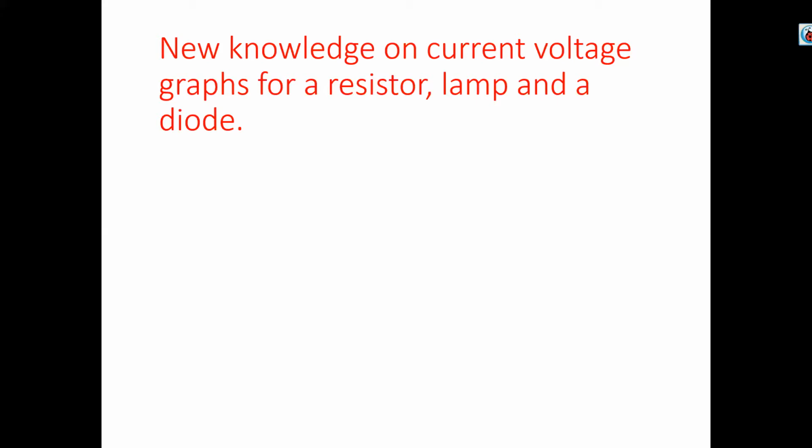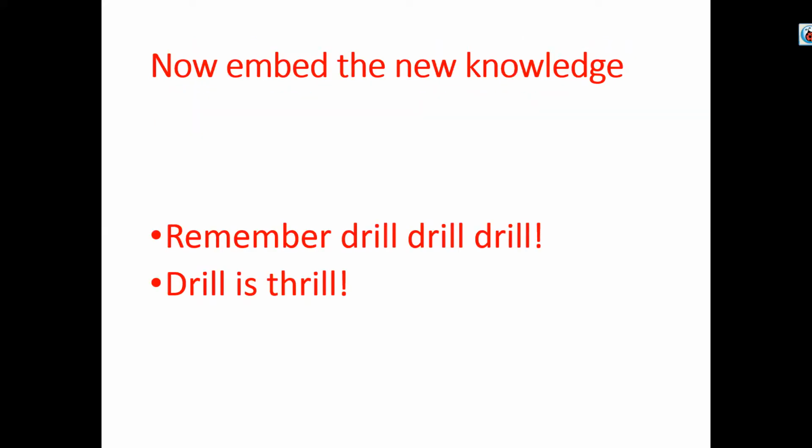And that's our new knowledge, explaining the shape of a graph in a resistor, lamp and diode, the shape of a current voltage graph. And then that other flow map was explaining the current voltage or voltage current graph for a lamp and why it changes shape. So again, there's quite a lot of information there.